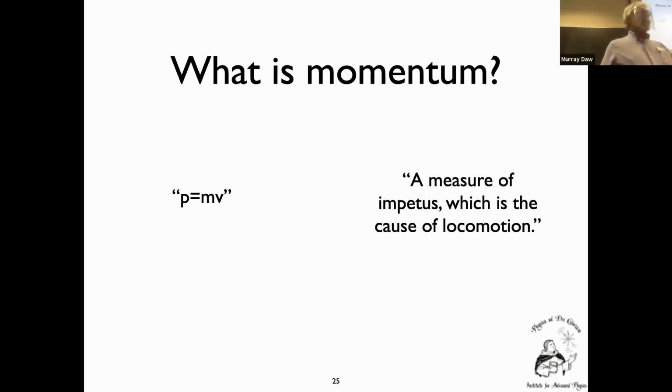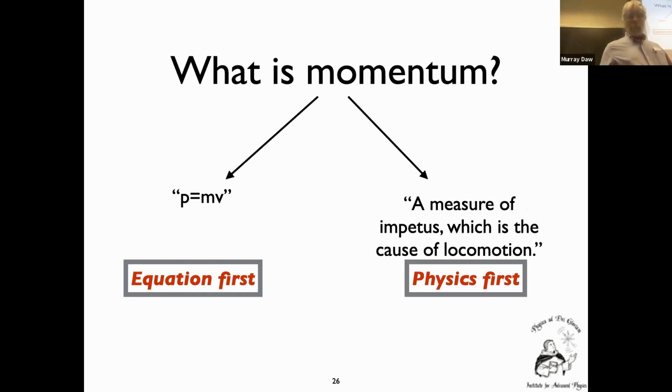That's not satisfactory. So here is the correct understanding of momentum. And it's all packed in. I'll have to unpack it for you. But it's related to what's called impetus, which is the cause of locomotion. So momentum is the measure of impetus, which is the cause of locomotion. So let me explain that here.